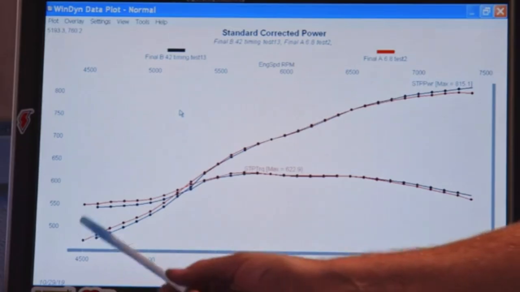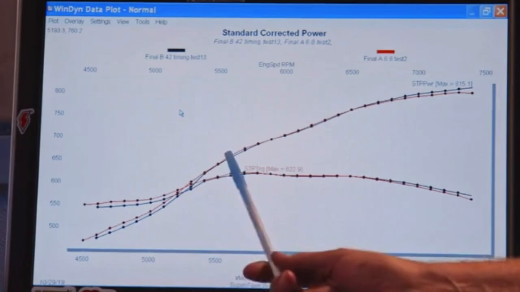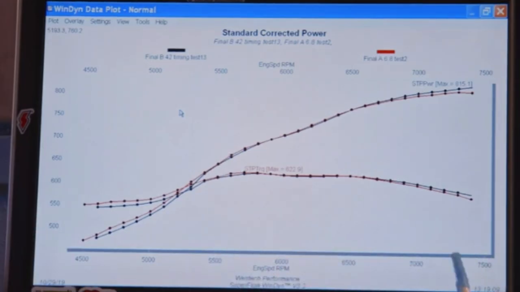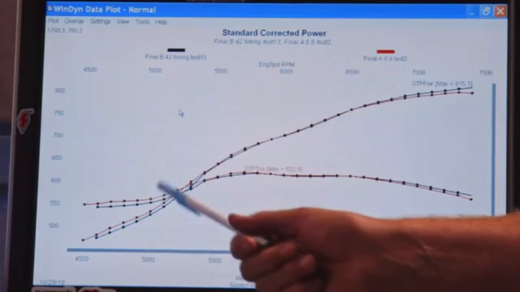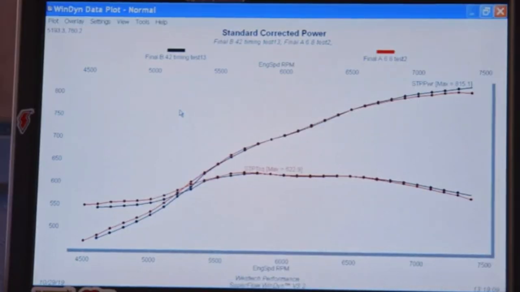I guess our final conclusion is that the long rod made more power below 5,500 RPM, and the short rod made more power above 6,500, but the difference up at the top end is negligible, and the difference at the bottom end could be inertia, but my takeaway is that I still wouldn't build my engine around the rod length.